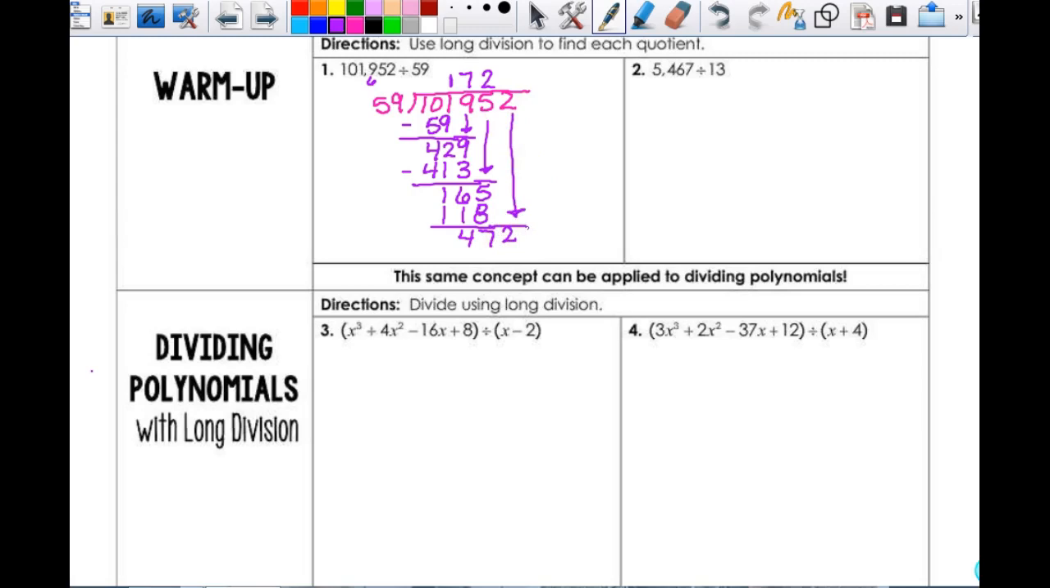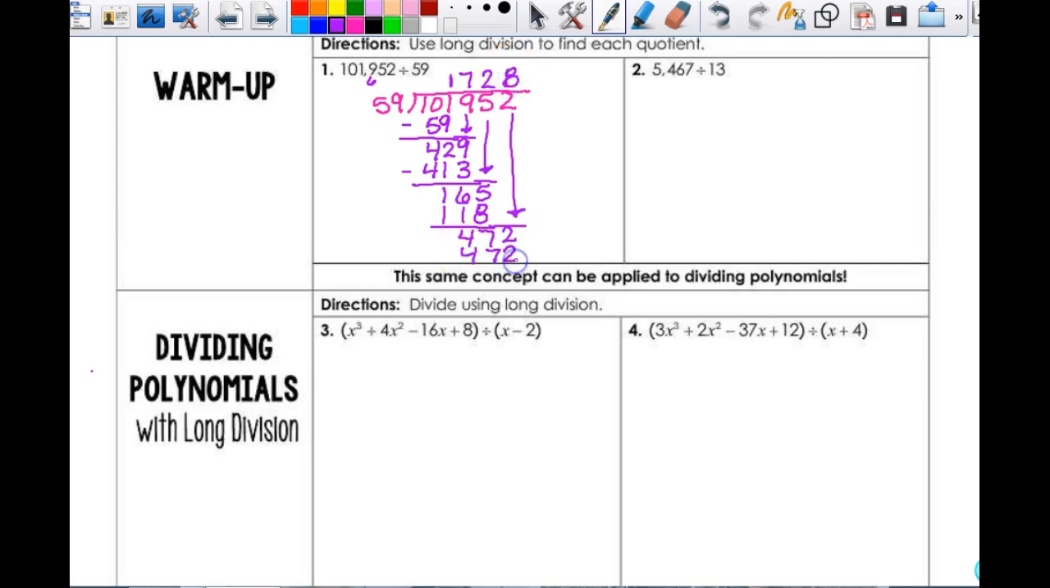Now, if I estimate with 60, how many times would 60 go into 472? 7 times. But if I'm actually using 59, do you think 8 might work? Because remember, we're estimating, so it's a little bit off. But 8 times 60 gives me 480, but how much would I subtract? If I do 8 times 59, I end up with 472. So this is 8. 472.